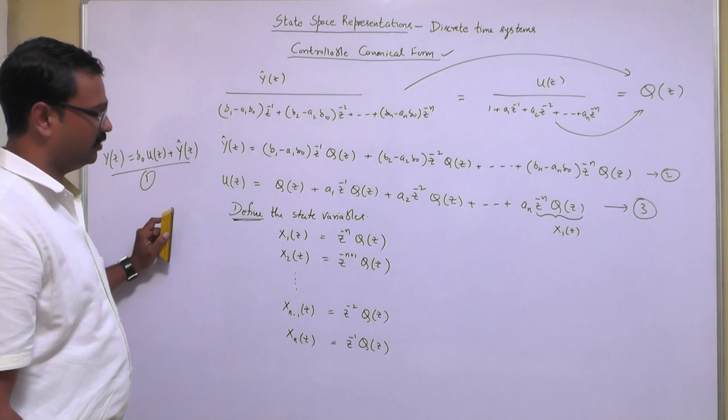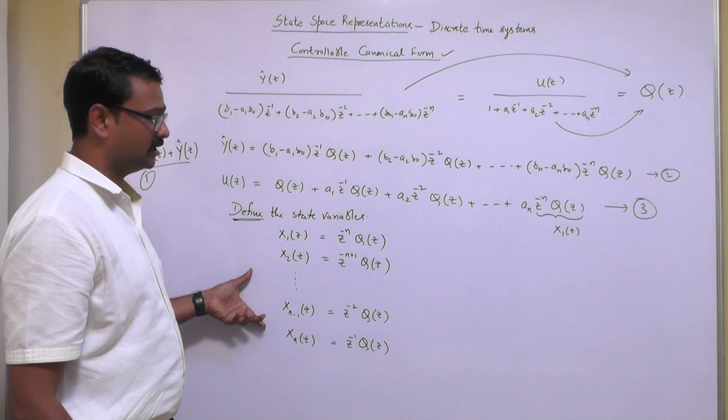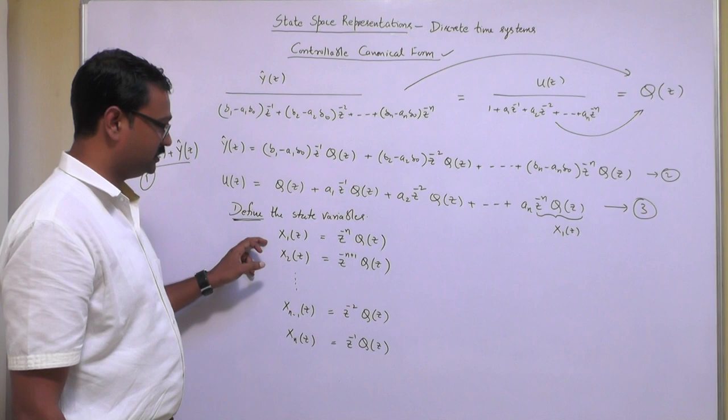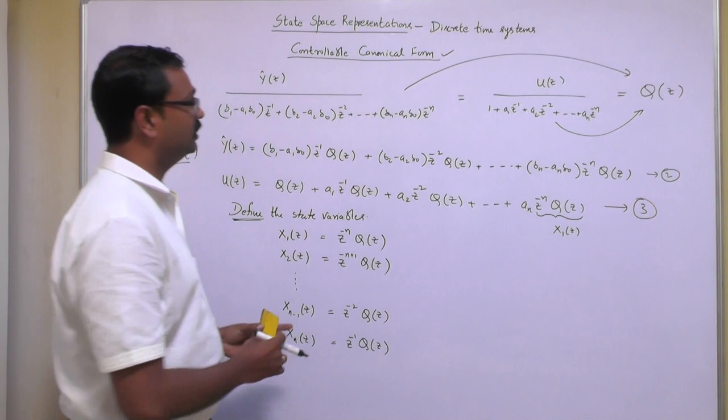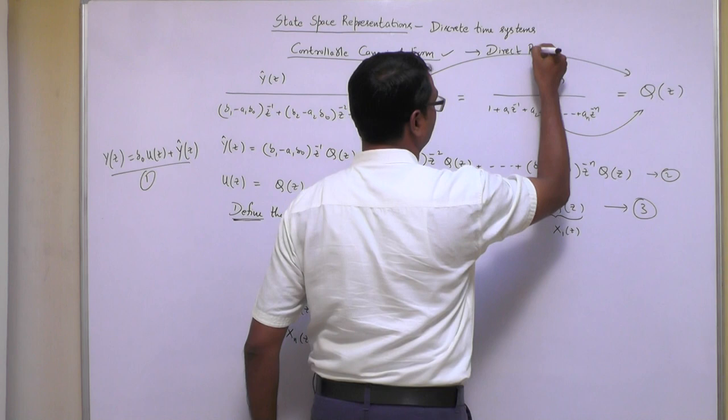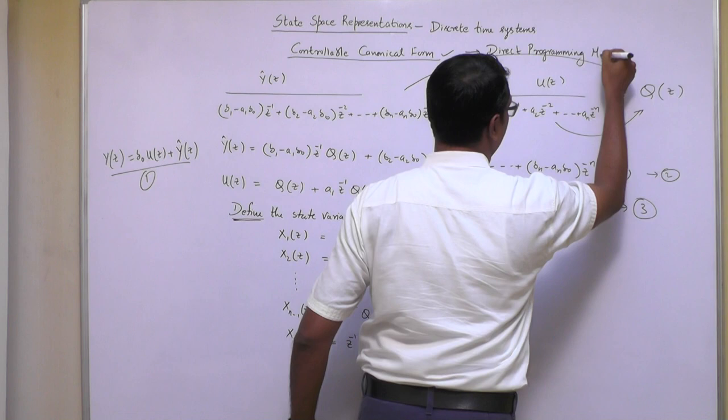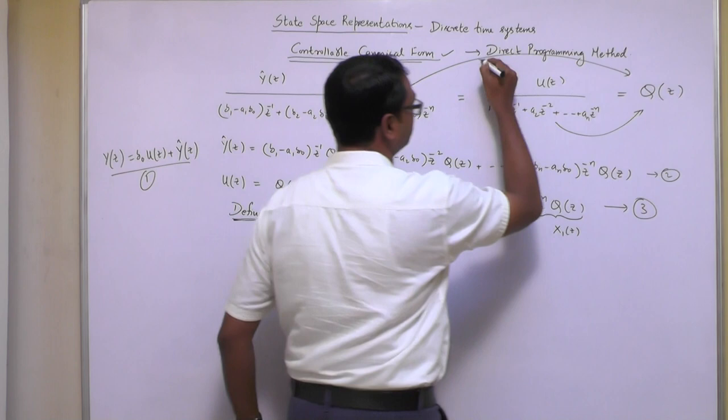We have already discussed that the state variables can be defined in any form that is convenient to us. So we have defined the state variables in such a manner, x1z is equal to z power minus n q of z, and therefore this is called the direct programming method. The controllable canonical form is obtained by the direct programming method. Right, so we have defined these state variables in this form.